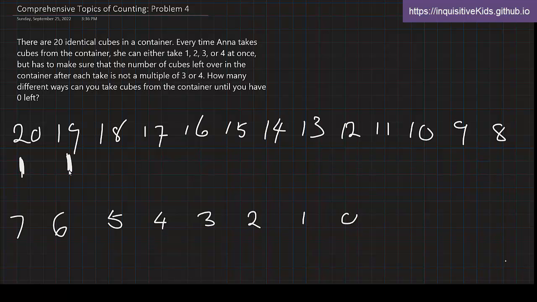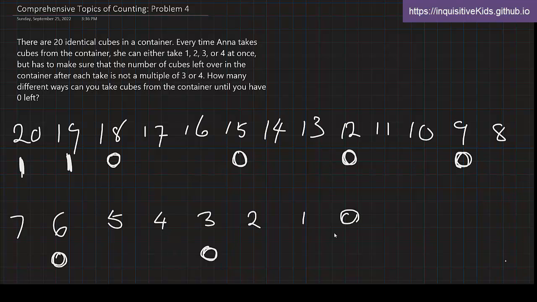But why is 18 impossible? I'll write 0. In order to get 18, you have to take 2 away, but the number left cannot be a multiple of 3 or 4, and 18 is a multiple of 3, so it has to be eliminated. Because of that, we eliminate all the other multiples of 3 as well: 15, 12, 9, 6, 3. We'll leave 0 out, because it is possible to get 0 with other combinations.